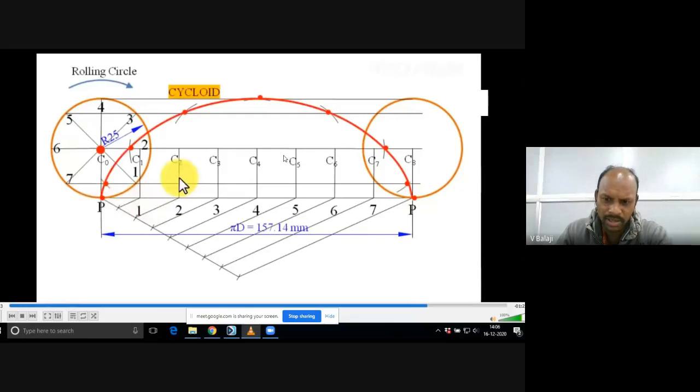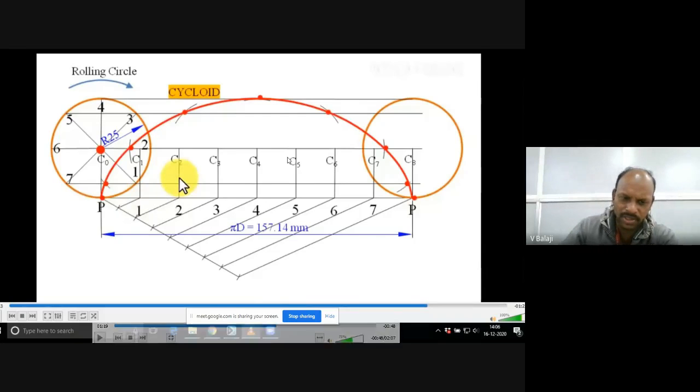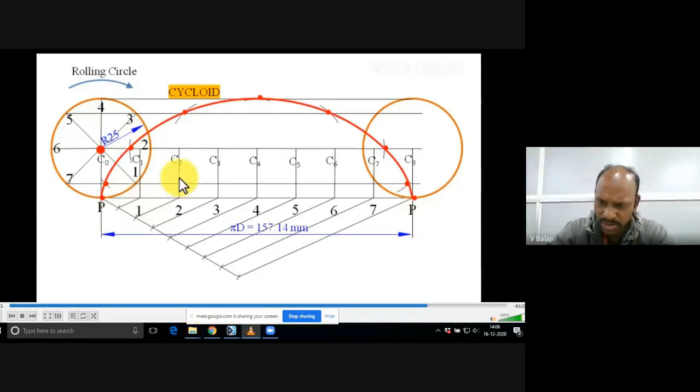Anyway, if you have drafter instruments, you will be able to make up these things. There is no difficulty in this particular problem. Just make practice.